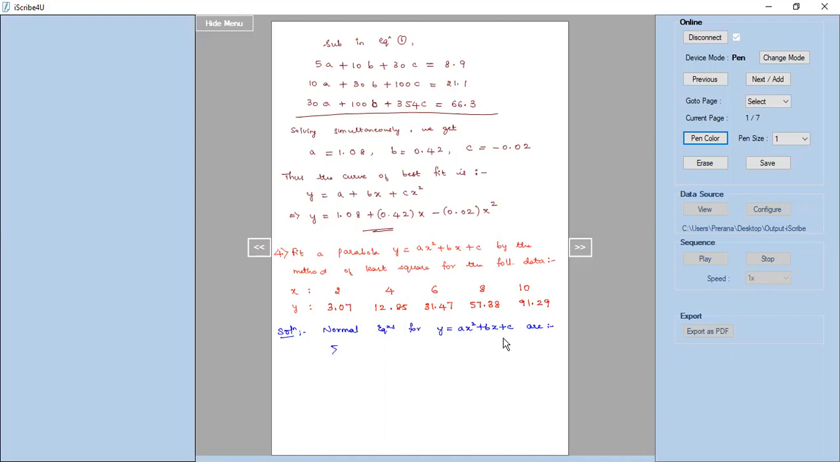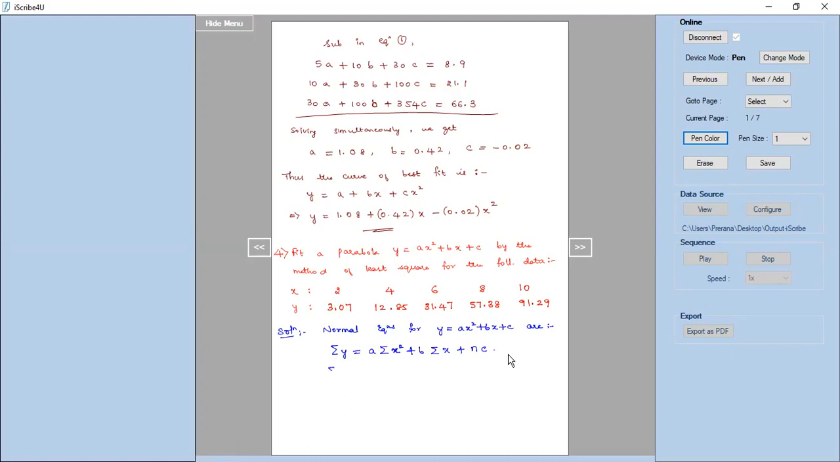First equation, sigma y is equal to a into sigma x square plus b into sigma x plus sigma c will give us n into c. Sigma c when we take means the constant c is added n times, which will give us n into c.